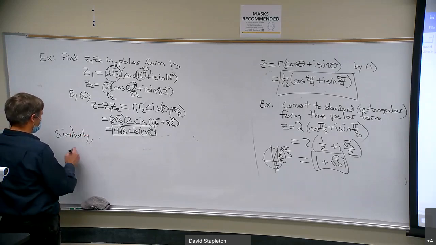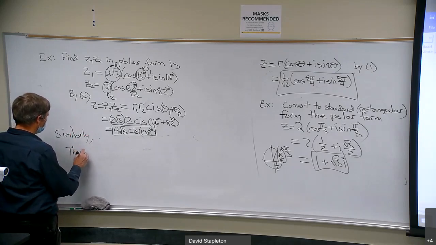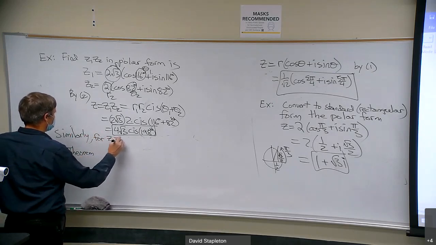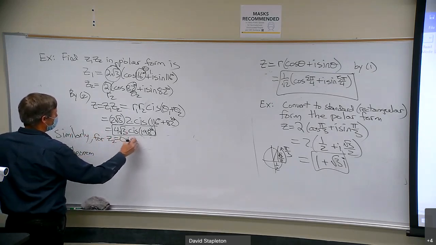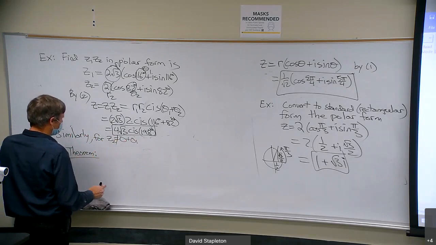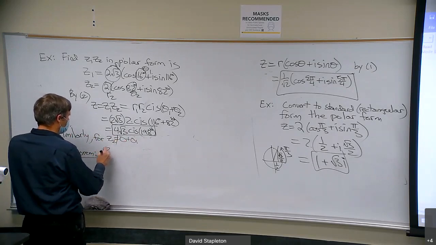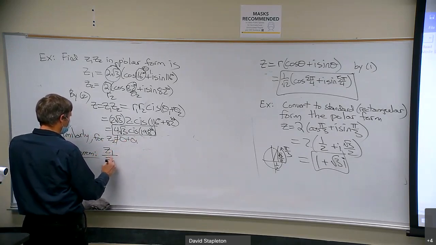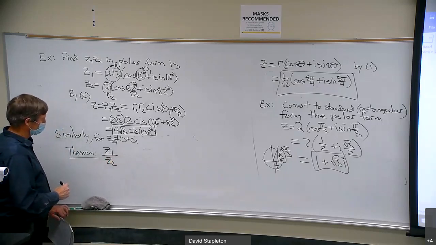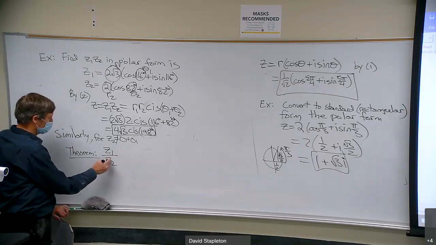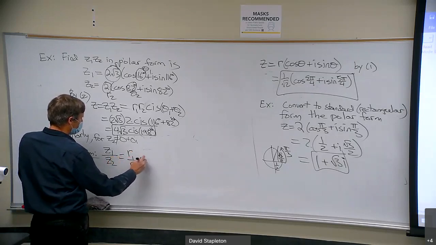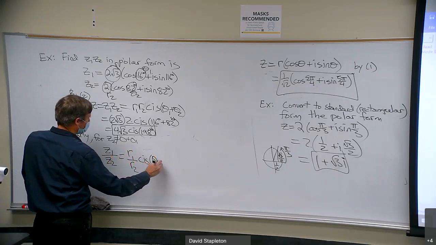Similarly, we have the following theorem for Z2 not 0, that is, not 0 plus 0i. The following theorem applies. Suppose I take Z1 divided by Z2. Can you imagine what happens this time? It's R1 over R2 times cosine plus i sine of the difference of the angles.